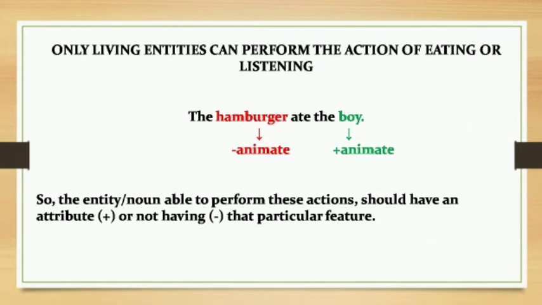So the entity or noun able to perform this action should have an attribute plus, or not having, minus, that particular feature. We can make this observation more generally applicable by trying to determine the crucial element or feature of meaning that any noun must have in order to be used as the subject of the verb eat. Such an element may be as general as animate being.